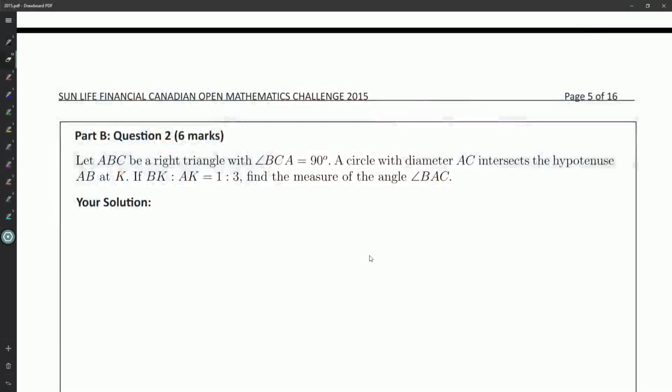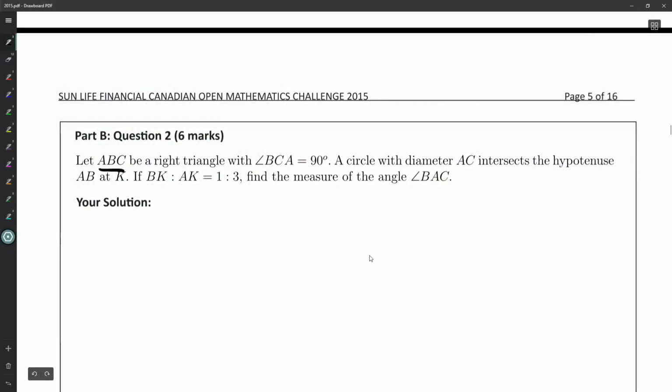We are looking at B2 on our 2015 Canadian Open Mathematics Contest, or I guess they say Mathematics Challenge, same sort of thing. It's just math for the sake of math. It's just fun, and hopefully we've got a fun question here in B2.